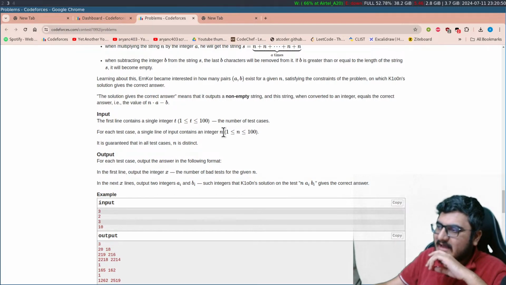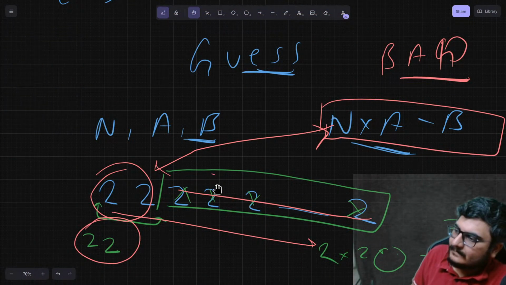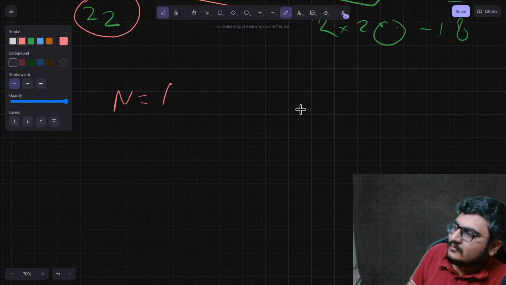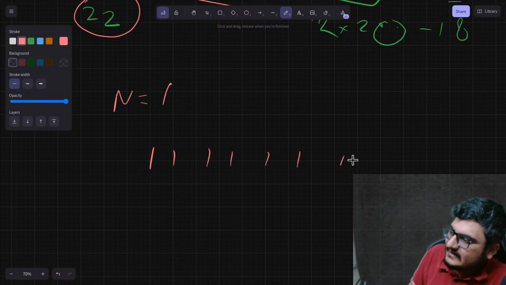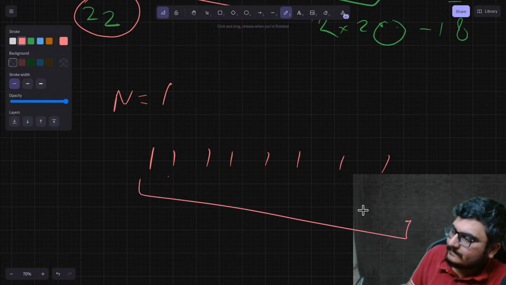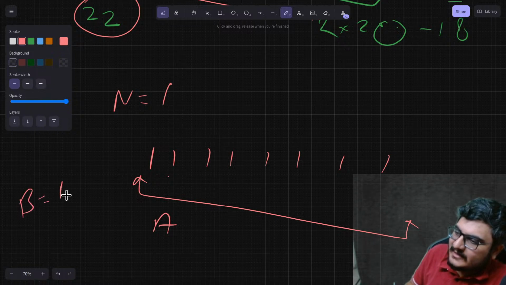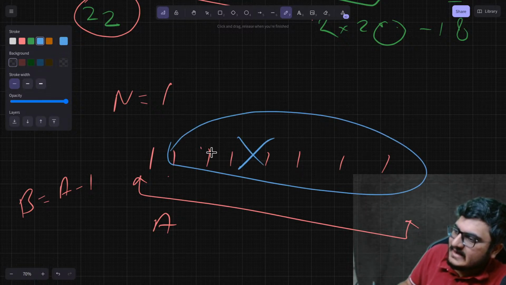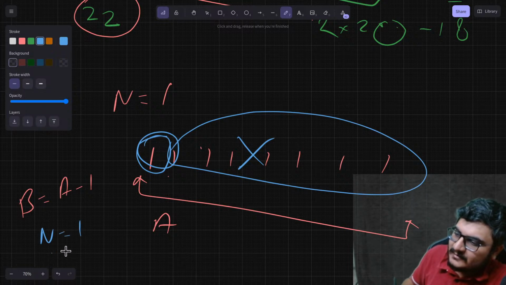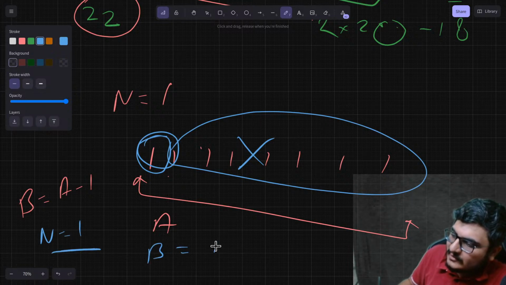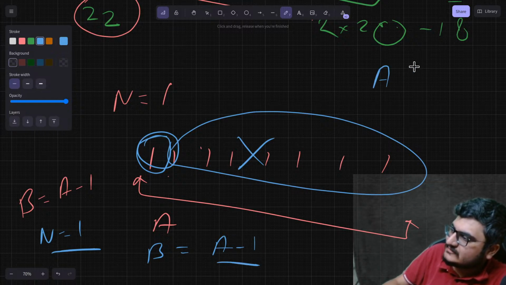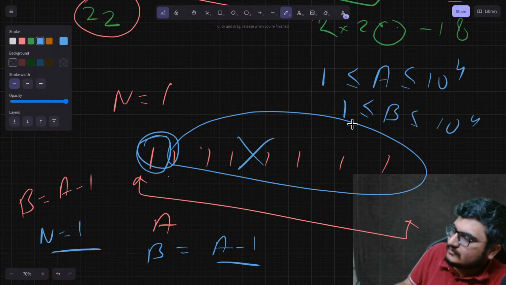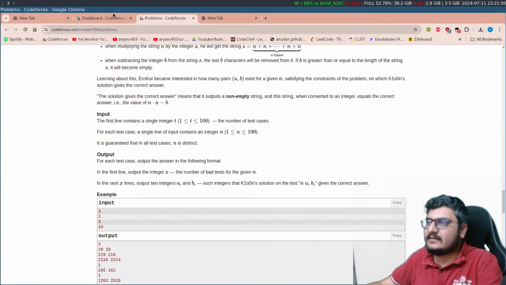And one thing you can see is that for n equal to 1, concatenating a means 1 would be there a times. And if you take b equal to a minus 1, you would delete all these from here, and you would be just left with 1. So the idea is for n equal to 1, print all the values of b equal to a minus 1 which are within bound. In the problem statement, it was given that a is less than 10 to the power 4, and b should also be less than 10 to the power 4 minus 1. So this essentially means printing all the possible values there.